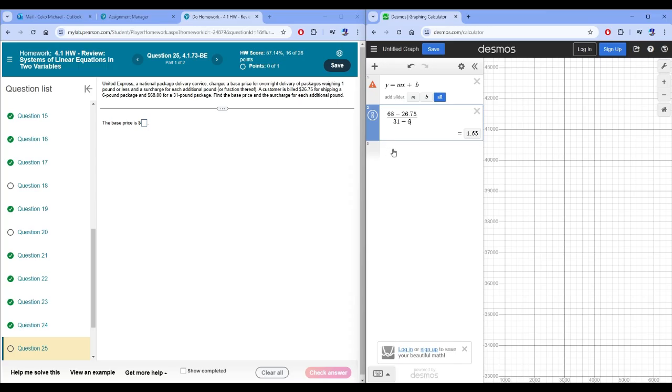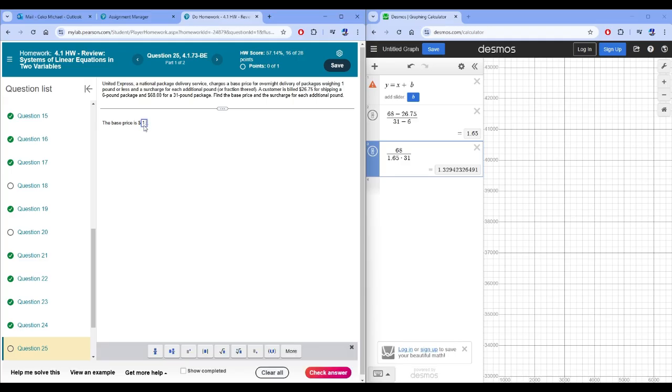But I still don't know what the y-intercept is. So if I go back over here, I know that my m is equal to 1.65, and I'll just plug in for b. Let's do 68 divided by, well, what's my slope? 1.65 times 31. And that's what b is equal to. So b is equal to $1.33. The base price is $1.33.